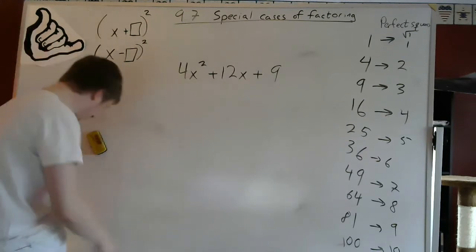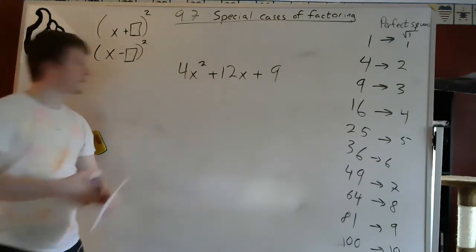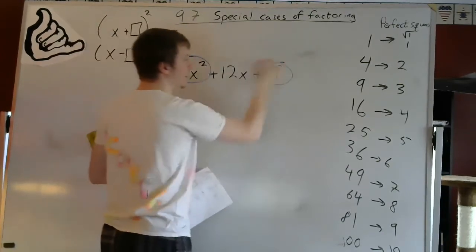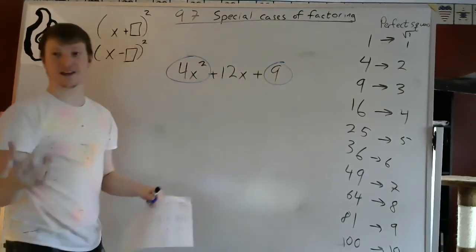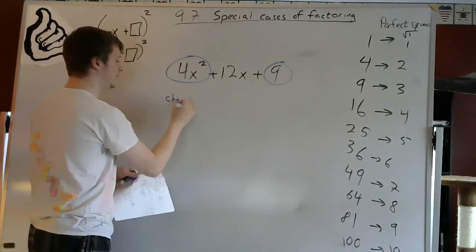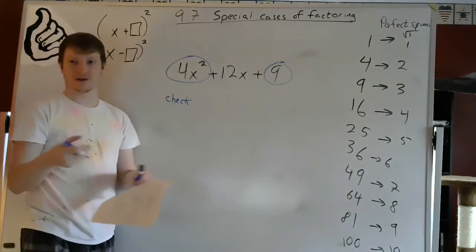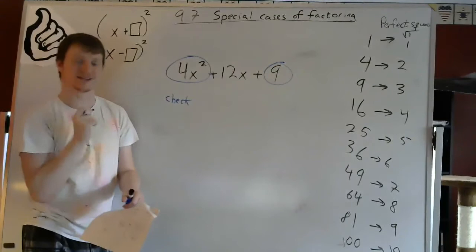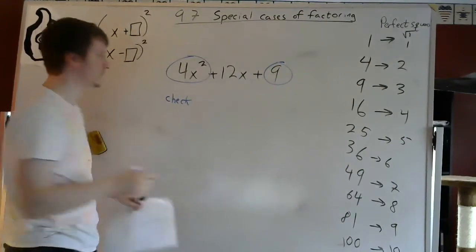So for our perfect square here, let me find my marker. We've got a 4x squared. That's a perfect square. We've got a 9, that's a perfect square. So let's see if this is a double stuffed Oreo or not. Here's our check. And eventually you'll get good enough that you don't really have to do this check. You don't have to show this step. You can kind of just do it mentally, or just check it on your calculator and see.